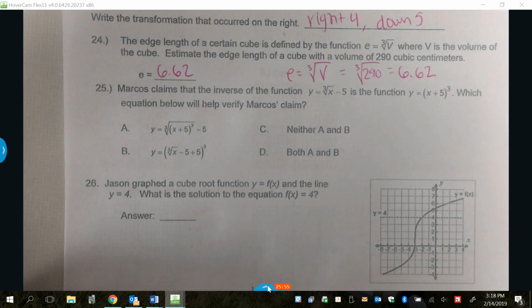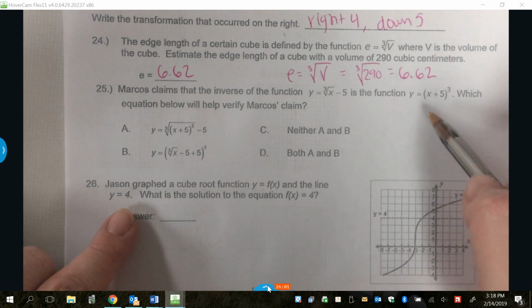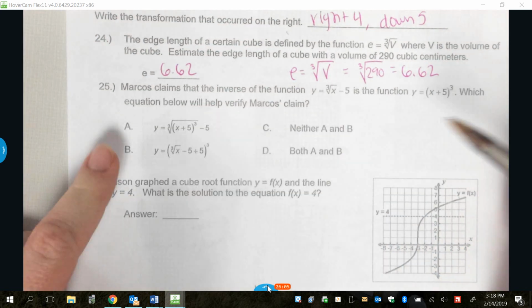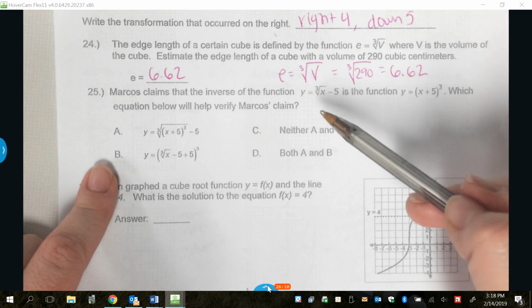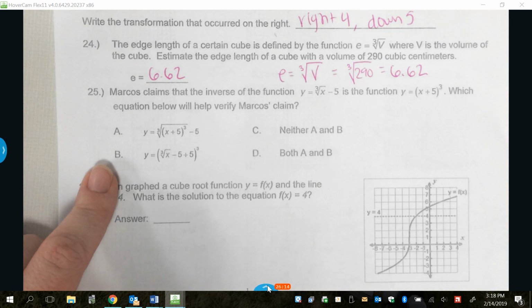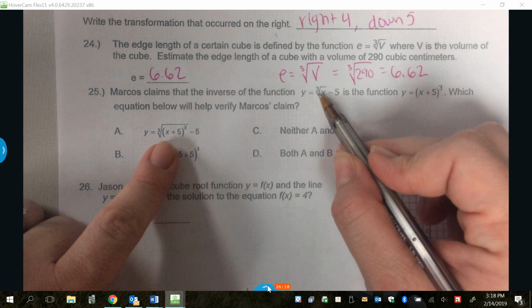Okay, number 25. Marco claimed that the inverse of the function y equals cube root of x minus 5 is the function y equals x plus 5, cubed. Which equation below will help verify? So I remember telling all this. You can plug one into the other either way and solve, and if it equals x, then it verifies it's an inverse. So here, the first one has this plugged in there.